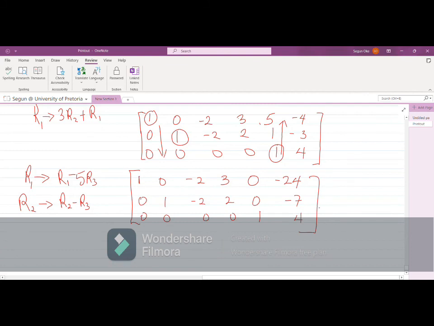So this is what we call a reduced row echelon form, because we already know these are the leading entries, which are 1. And the other elements in that column that belong to them are 0. Please take note of that condition.